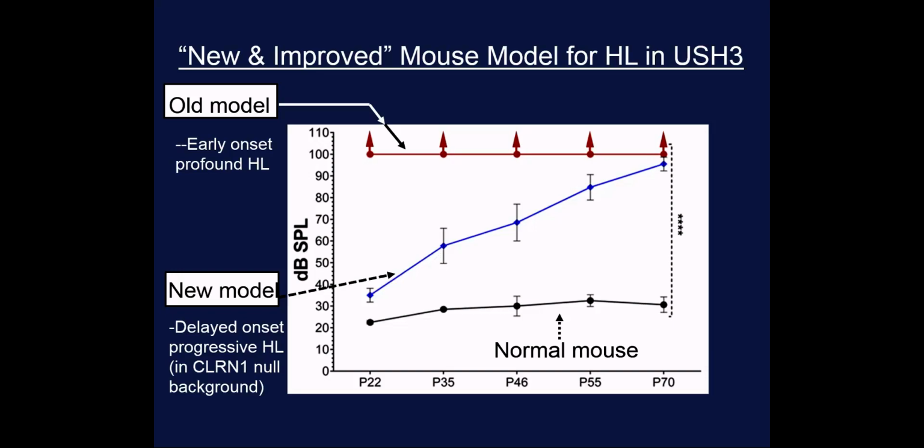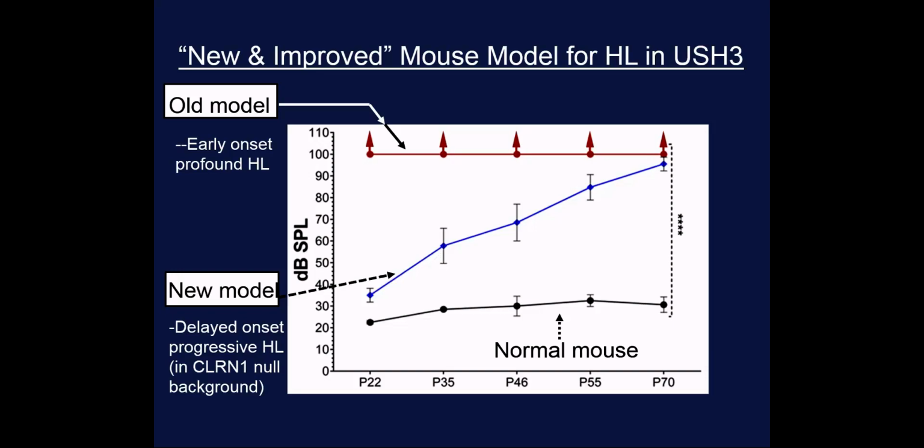So in this slide I'm showing the mouse model that we developed in the knockout background of Clan1 with a progressive hearing loss. The bottom line, the black line, represents the response from the normal mouse, so these can respond at about 25-30 dB, whereas the Clan1 knockout, shown in the red at the very top, fails to respond at the highest intensity of sound presented. The blue line represents the new progressive hearing loss model in the Clan1 knockout background.